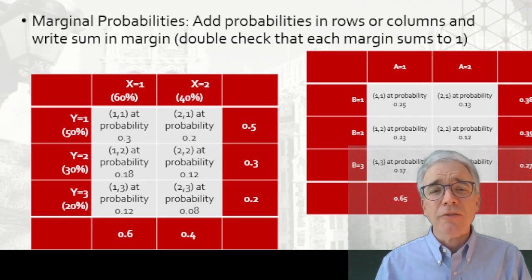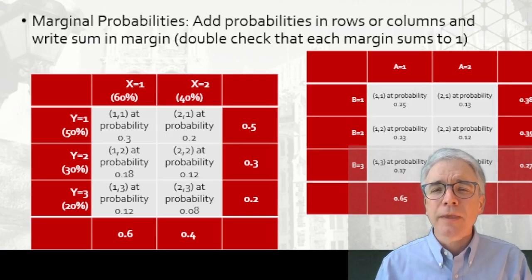The XY example is independent. The AB example is not independent. To see that, you calculate the marginals. Add up the probabilities horizontally. So if y equals 1, then x equals 1 with probability 30%, x equals 2 with probability 20%, so the sum is 50%. Do that again for those other horizontal sums.